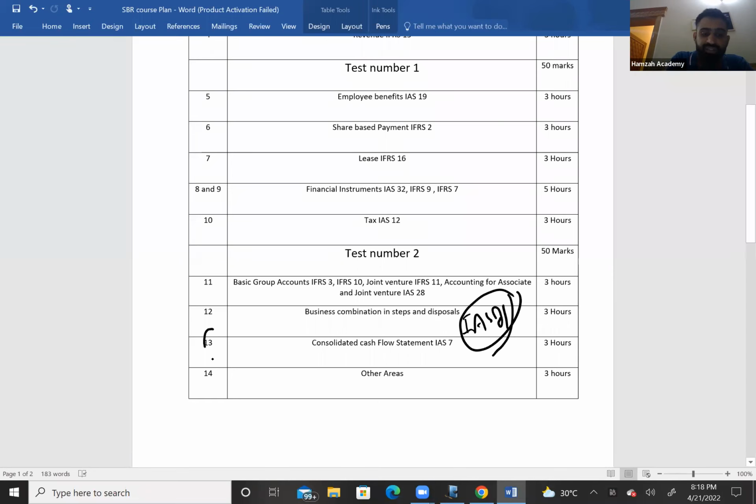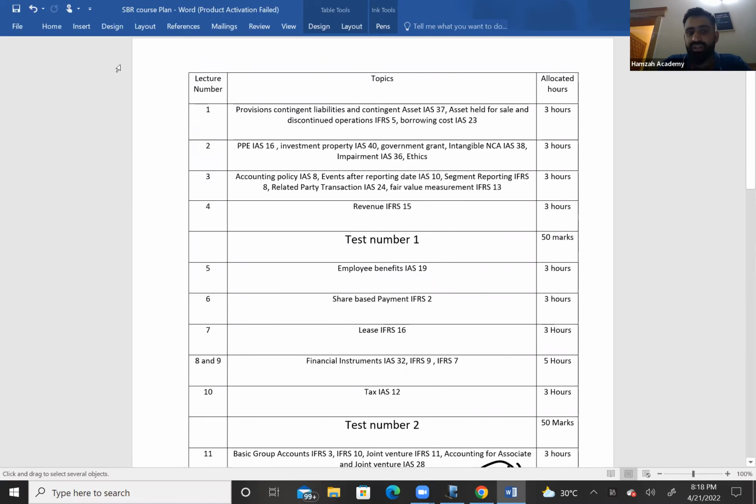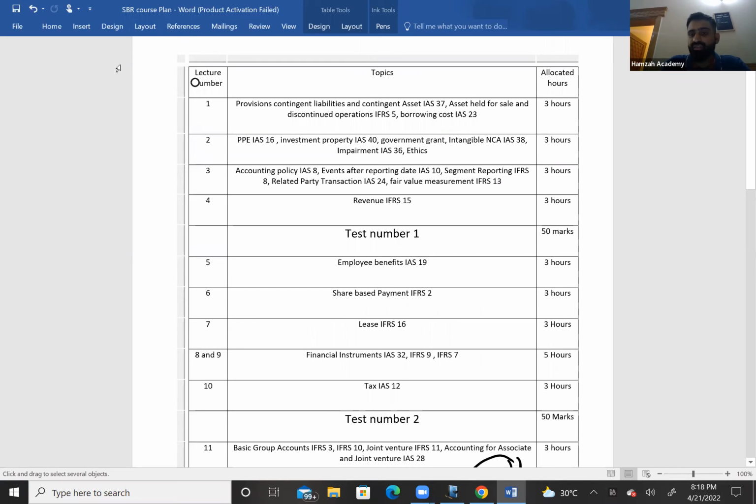Then we will study the consolidated cash flow statements, how to prepare the consolidated cash flow statement. We will learn here, and then we have any other areas, any specific areas which are important, or maybe some technical article. If by that time we have new technical articles, we will study them at the end. So that will be the course plan. That will be the course of action, that is, how we will conduct these classes.